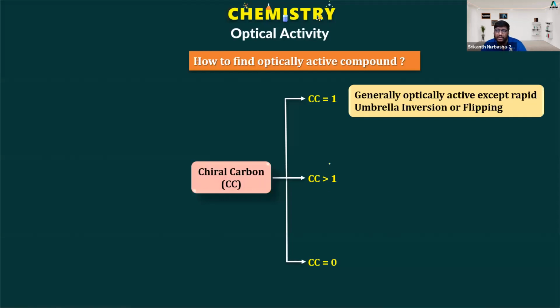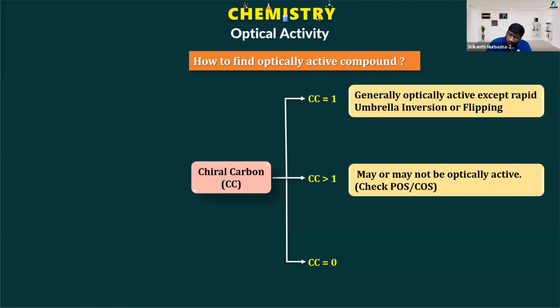Chiral carbon greater than 1. If you have more than one chiral carbon, what you have to do? You have to check elements of symmetry, plane of symmetry or center of symmetry. May or may not be optically active. Check plane of symmetry or elements of symmetry.